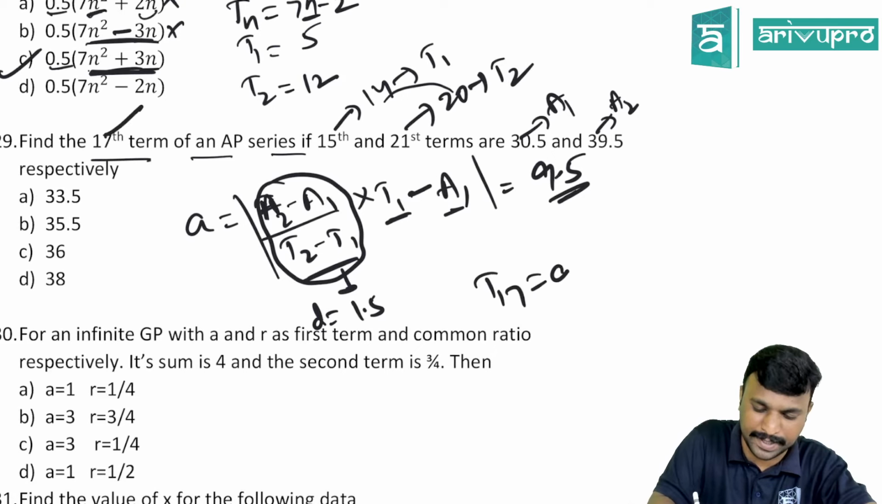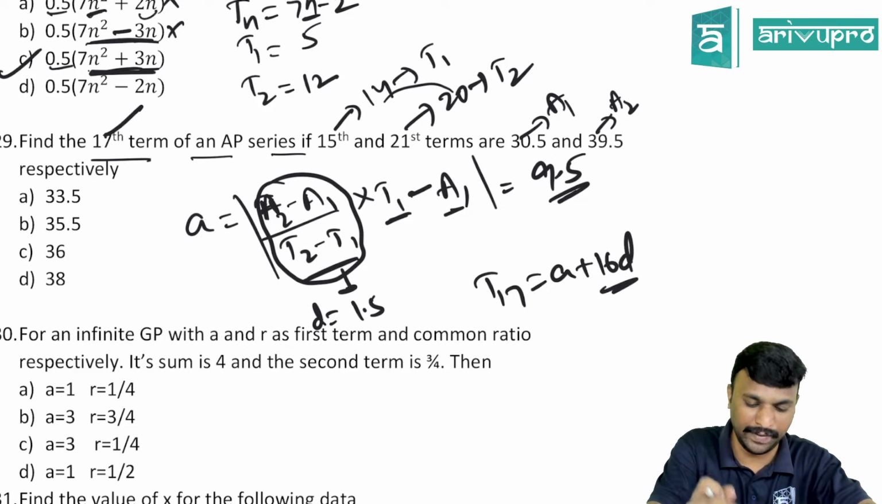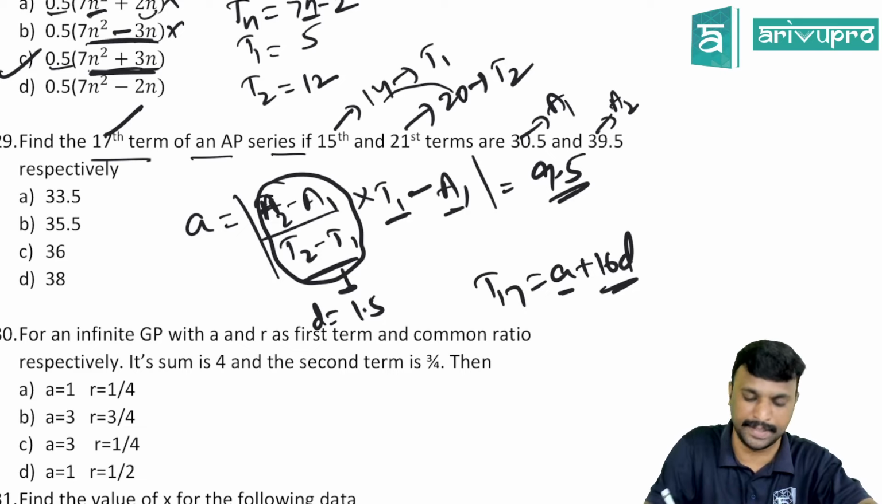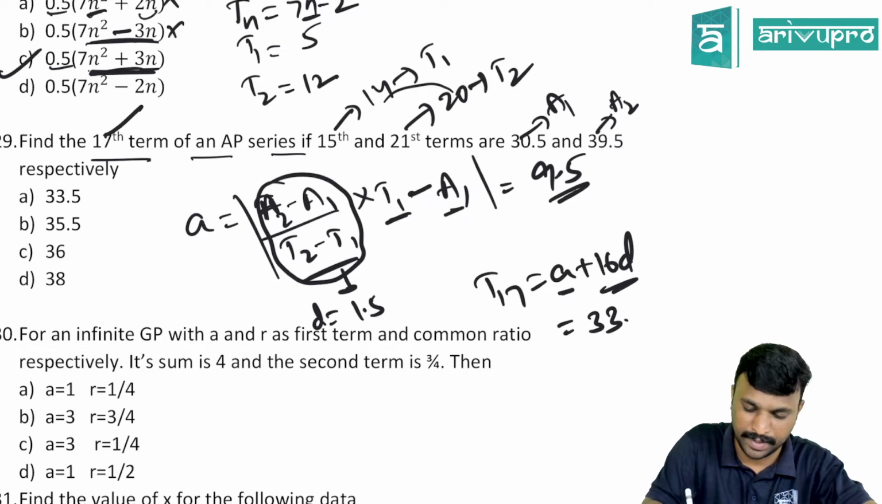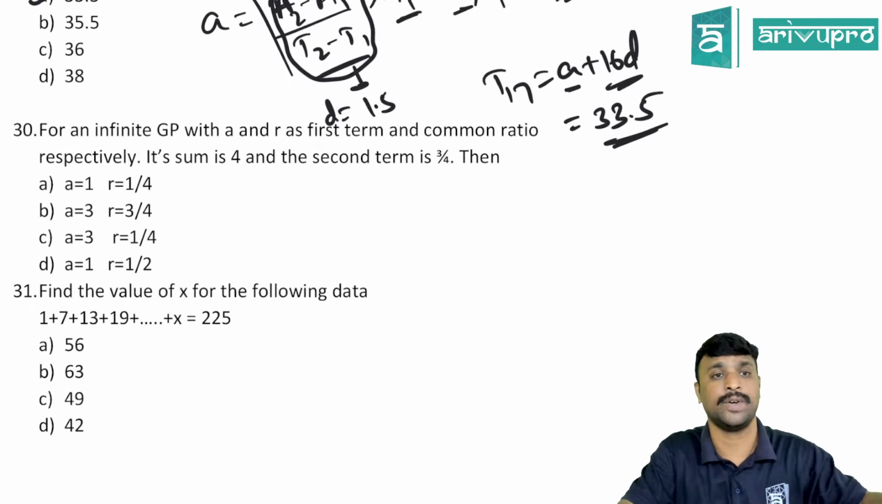T17 is A plus 16D. So first of all, do 16D. 16 into D value is 1.5, plus what is A value? 9.5, and the result is 33.5. The result is 33.5. Option A is the right answer. Let's look at the next question.